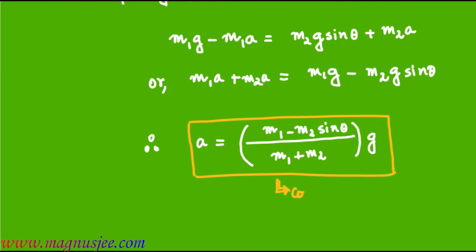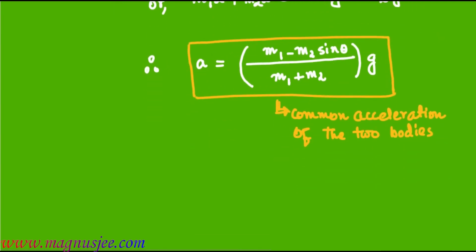This is the expression of common acceleration of two bodies such that one body of mass m1 is suspended by using the string, and the string is passing over a light and frictionless pulley, and the other body is tied to the other end of the string and that body is placed on the inclined plane. This is the common acceleration of the two bodies in connection with this problem. So that is equation 3.